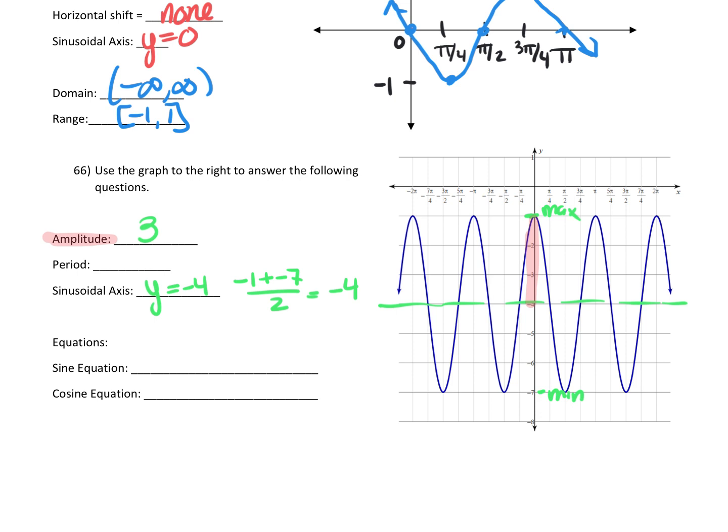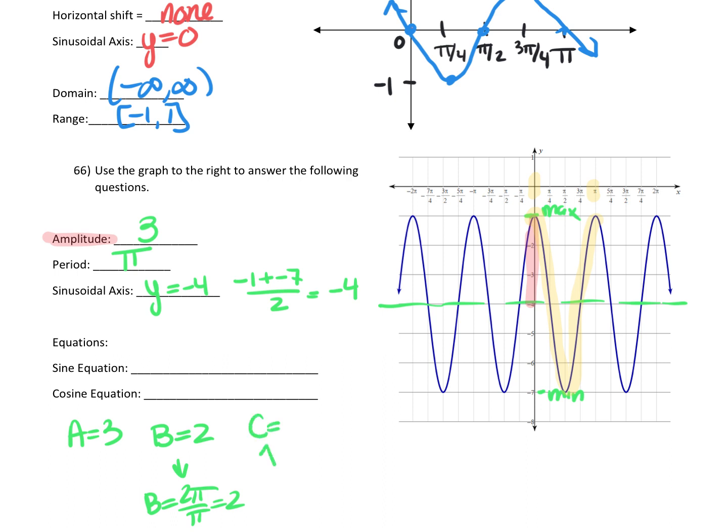My period is going to be based off the length of one wave. So I'm starting at a max here. That means this is a cosine graph, so I'm going to go max to max. So max to max goes from 0 to pi, so 0 to pi would be a distance of pi. So in writing my equation, I know that my A is 3, my B is 2, because B is 2 pi divided by the period, so that's going to give me 2.